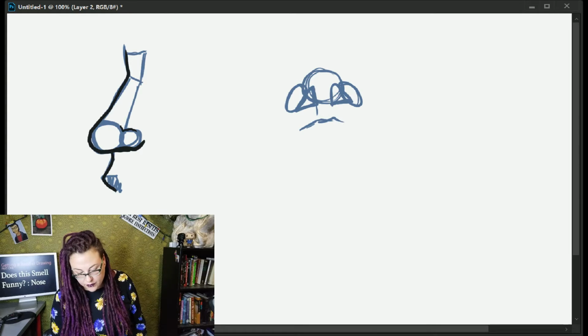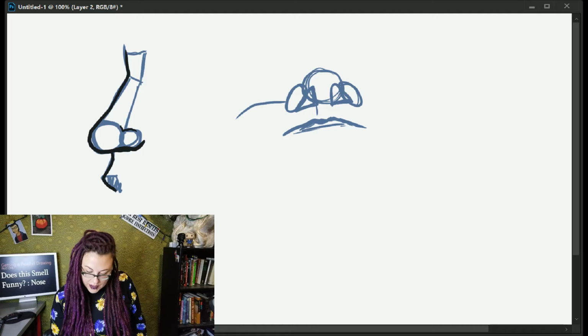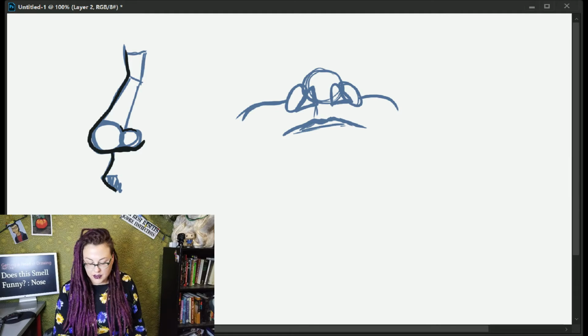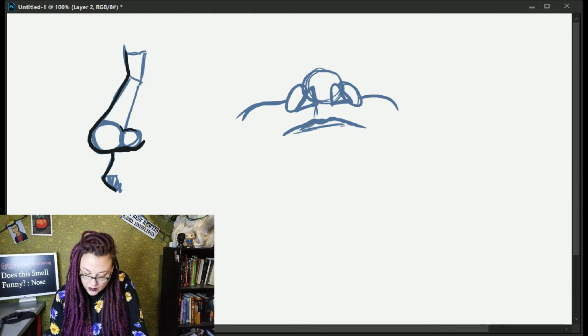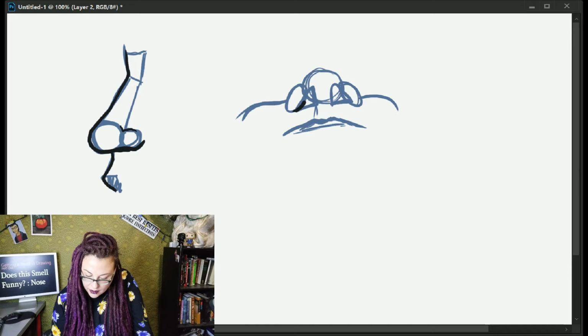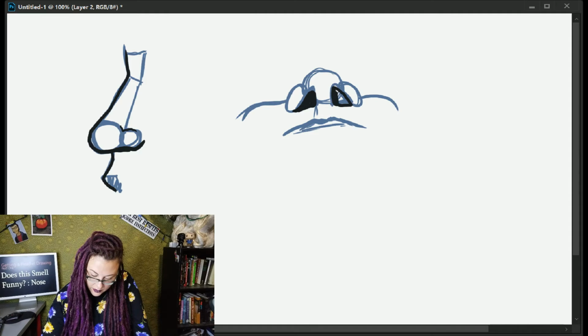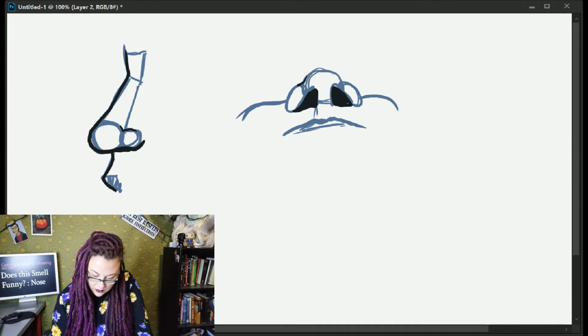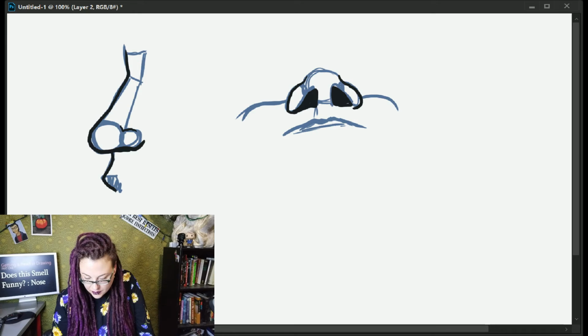You don't see the bridge of the nose very much when you're looking at the nose from this angle, but you do see the cheeks. And so those are the shapes I was working with before. And now with a little bit of line work, we can make that nose a little better.